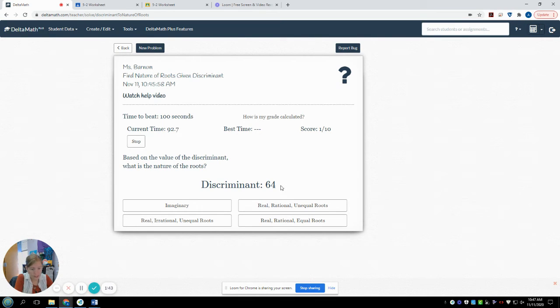So I want unequal roots that are rational. Oops, so that would be the wrong one. Unequal rational roots. So that's what that assignment wants.